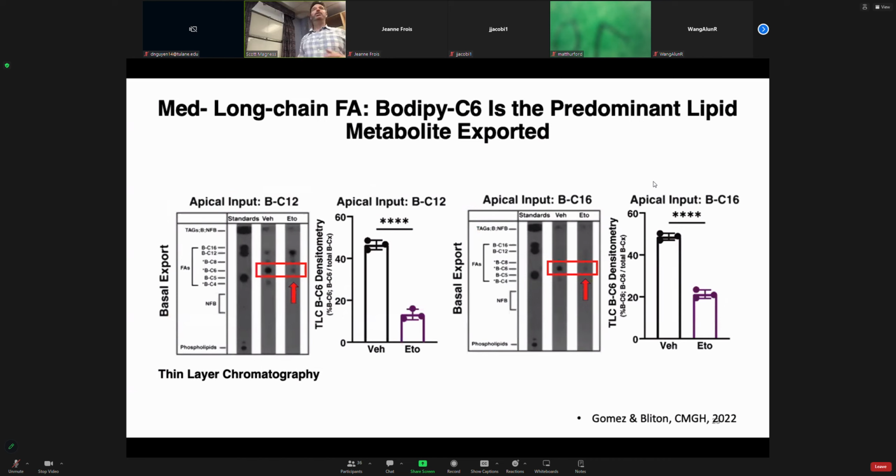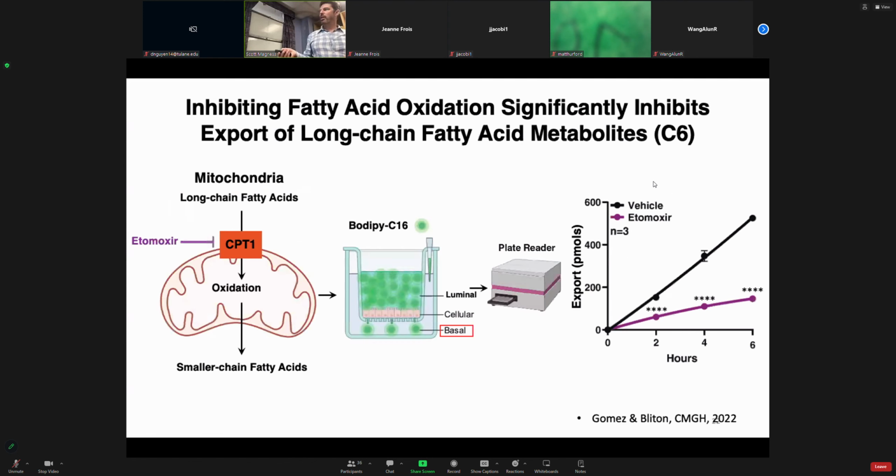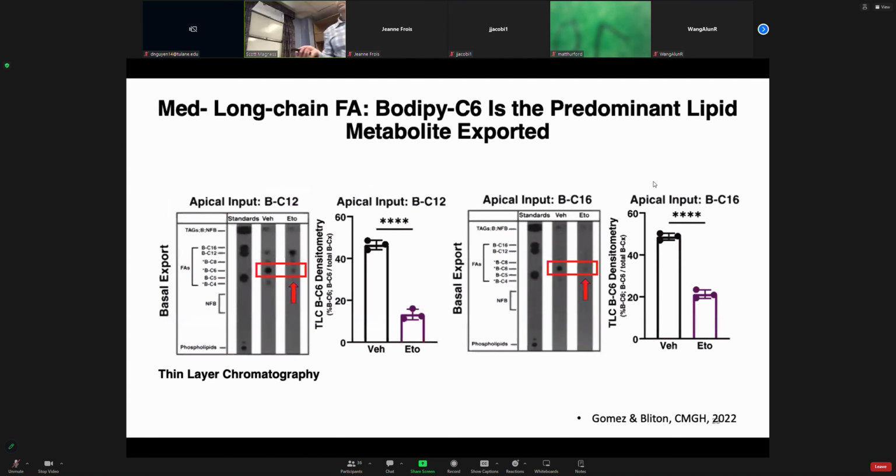But that's just anything that comes out the bottom. It doesn't tell you the chain length. And you notice that there are some fatty acids that are coming through. So we used thin layer chromatography to get a signature of those different fatty acids on the basal side. If you look at the left-hand panel and the middle, these are just a medium and long chain. I'm just showing you two different carbon chains to make this point.